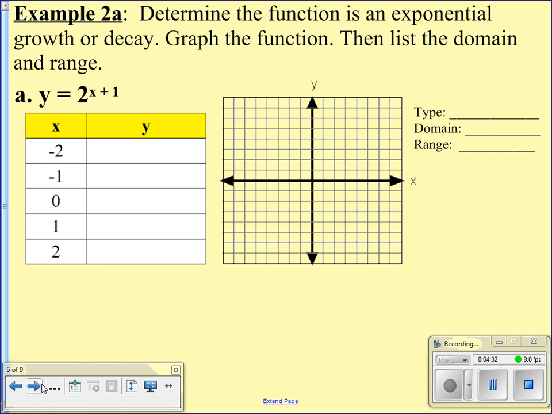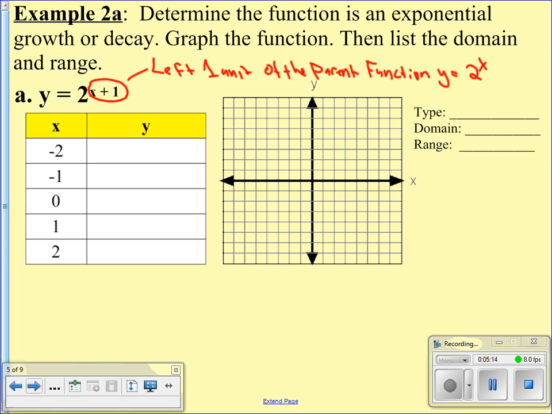So example 2, determine if the function is an exponential growth or decay. We're going to graph the function, and we're going to list the domain and range. I know this is exponential because x plus 1 is in the exponent. I also know that it's going to shift to the left 1 unit of the parent function. And the parent function is y equals 2 to the x power.